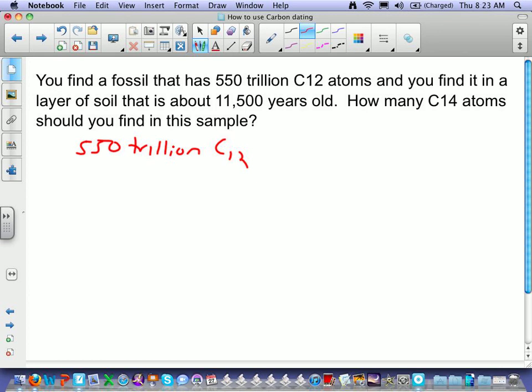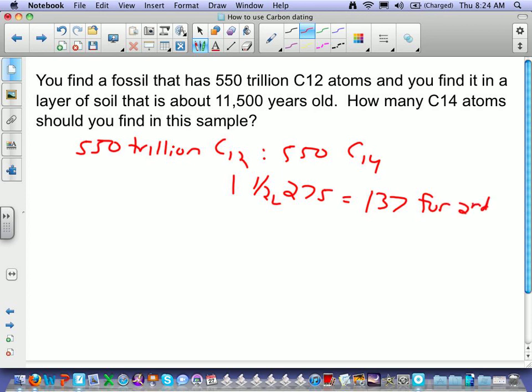So if 2 half-lives have gone by, I should have 550 carbon-14 to start. 2 half-lives later, 275 for 1 half-life, and then about 137 for that second half-life. So I should have about 137 carbon-14 atoms in the sample.